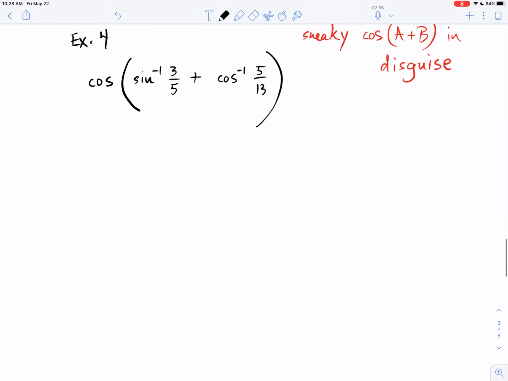This one is a sneaky cosine A plus B in disguise. This is a couscous. Well, what do I do about this one? Because there's two chunks. See this chunk and this chunk? I'm going to call this guy A. I'm going to call this guy B. So, how am I going to answer this question? Eventually, I'm going to do a cosine A plus B expansion. But how am I going to start it off?